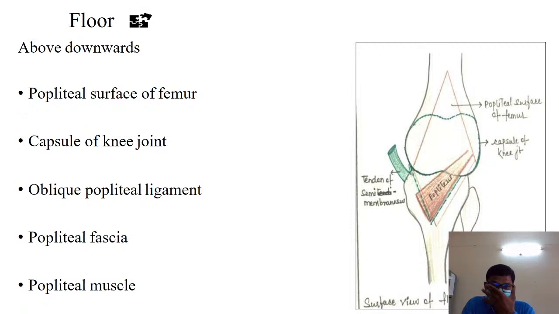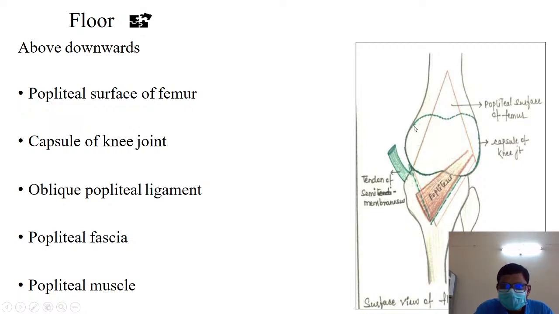If you take the floor from above downwards, you can see this is the diamond shaped cavity of the popliteal fossa, right? Whatever outline is there, this is the popliteal fossa. And now if you see the floor, what are the structures which form the floor of this popliteal fossa? Now the first one is this region, the topmost region. This is nothing but the popliteal surface of the femur. This region, wherever I am showing my cursor, is the popliteal surface of the femur. And also you can see this green colored part, this is nothing but the capsule of the knee joint.